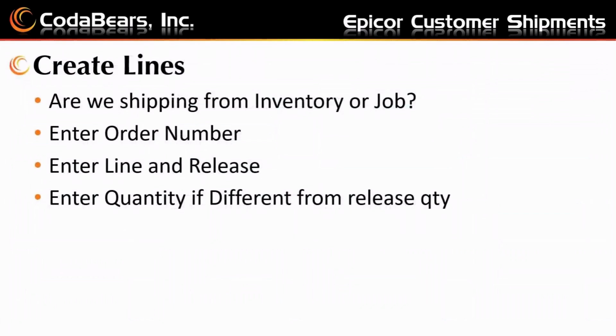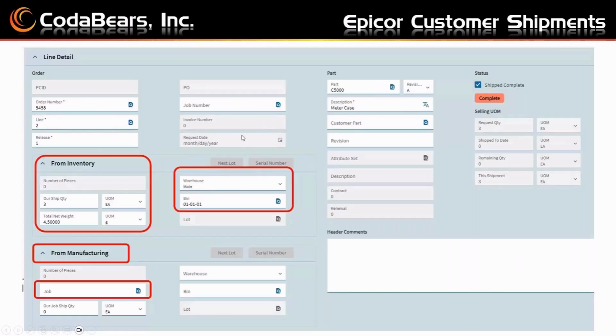So once we create our header there, we have to create the lines. So are we shipping from the inventory or job? That should populate automatically. We have to enter our order number, line and release, and enter the quantity if it's different from the release quantity, because what's going to auto-populate is the quantity that's on your release. Here is your line detail here.